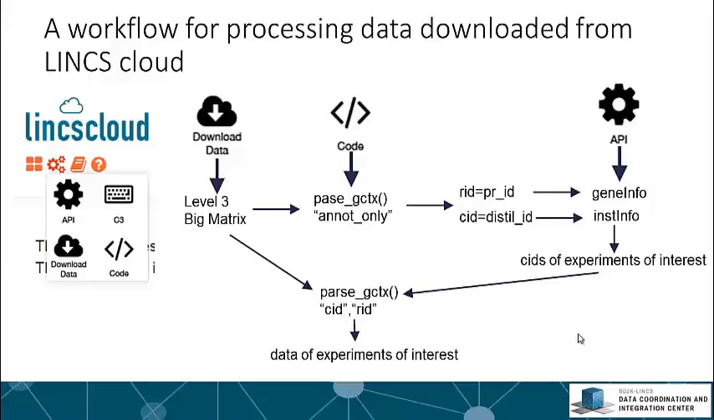of your interest. Notice that by default, the parse GCTX function will try to parse the whole matrix into your memory. This is not practical since it requires hundreds of gigabytes of memory available. That's why we need to slice the matrix by column IDs to analyze the data.